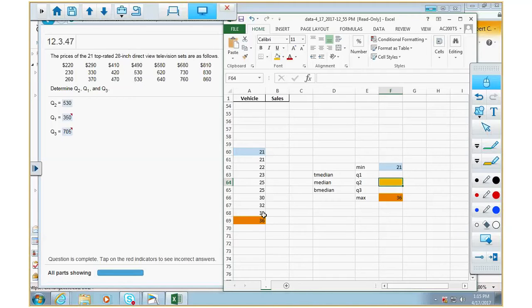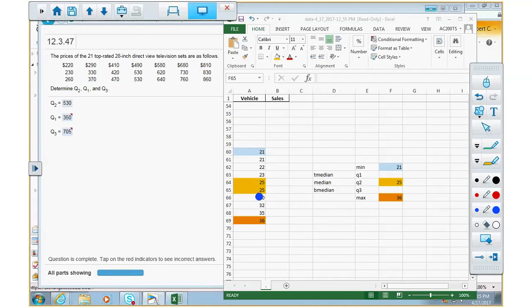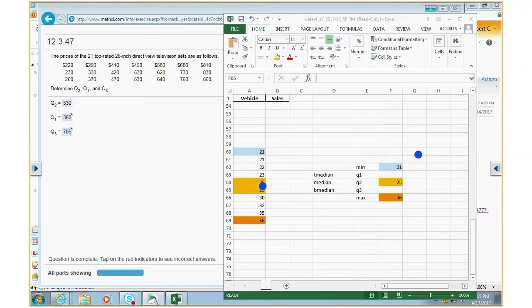Alright, 10, so that means we gotta find these two right here. And since they're the same, we're gonna just go ahead and do the formula. That's gonna be this guy plus this guy divided by 2. Now, where is that number? Well, that number, I'm gonna take a blue dot. That number is in between those two numbers right there.